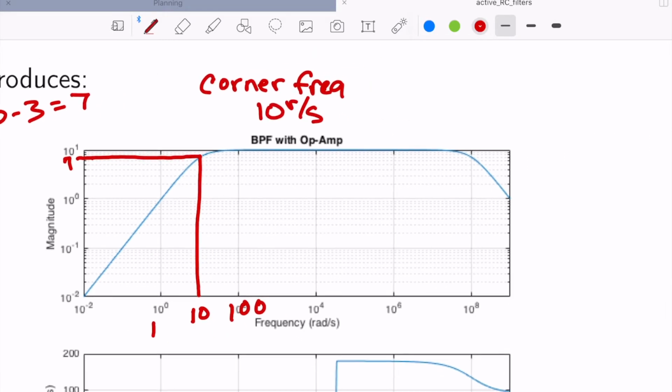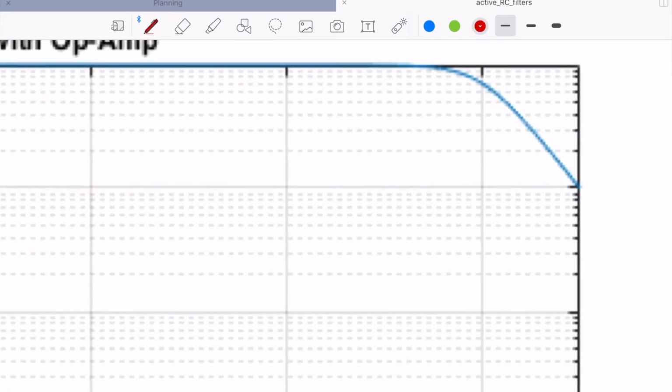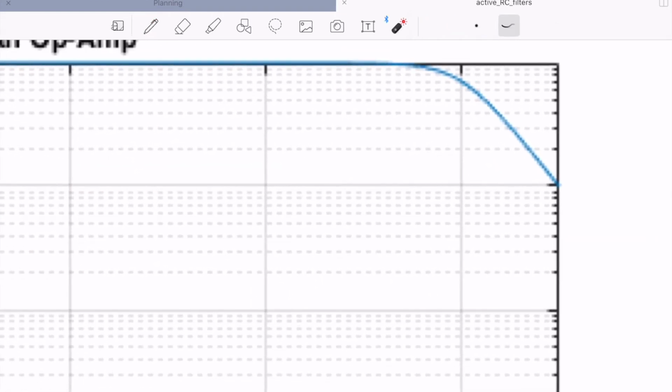And we can also find the corner frequency on the high frequency side. These graphs are nice because they give you both sides. Again, we wanted 7. 1, 2, 3, 4, 5, 6, 7, 8, 9, 10. Okay, so there it is. Right there.